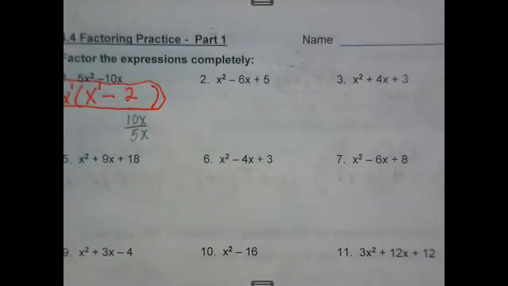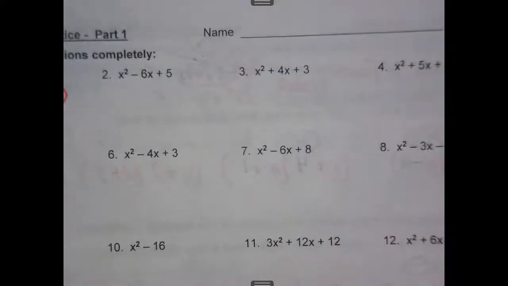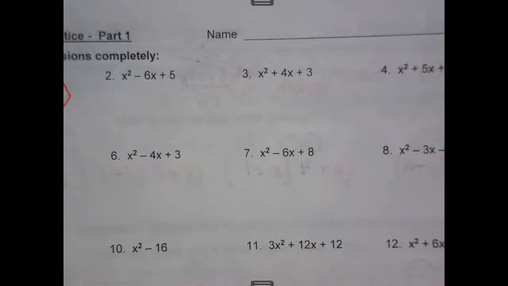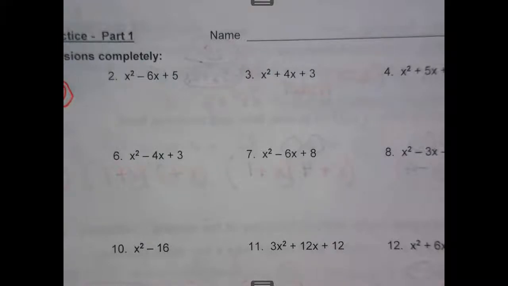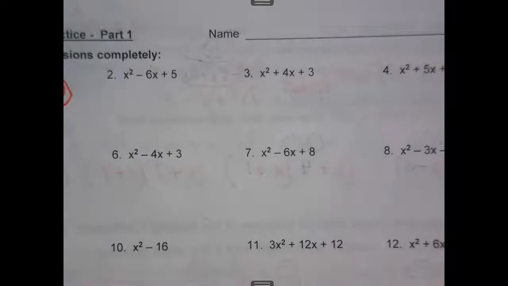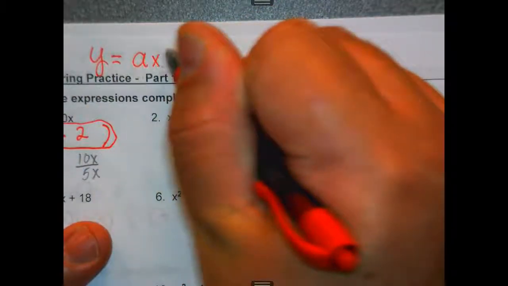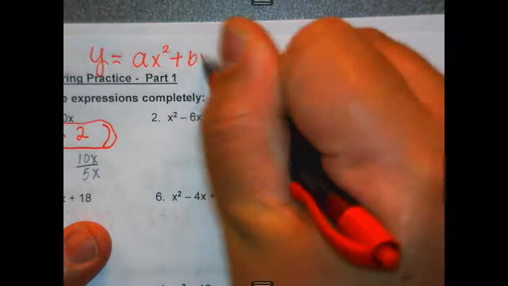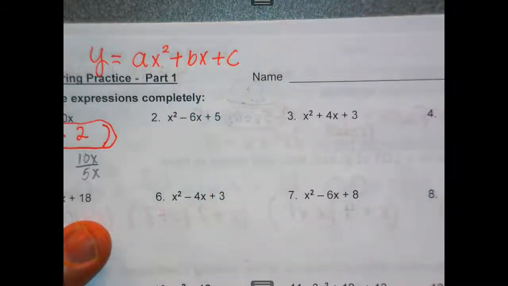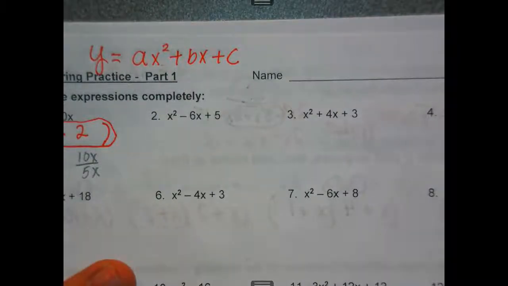Number 3 is one of those easy factor trinomials, isn't it? Because my A is what? Guys, standard form: y equals ax squared plus bx plus c. So what's my A in number 3?